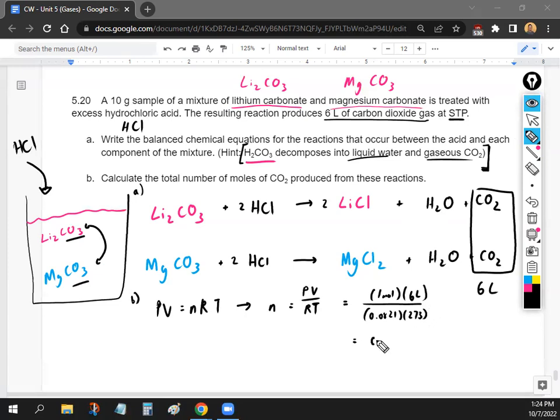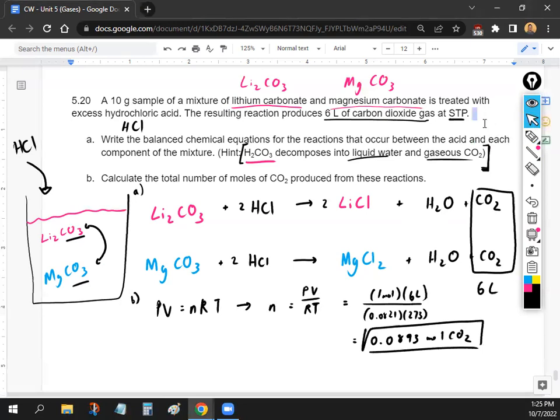So for your final answer, you should get 0.0893 moles of CO2. If we had to use stoichiometry to do that, how would we do that? Because it said the mixture is 10 grams. Yeah, the 10 grams is a red herring, you don't need that information. It's not 10 grams of this, 10 grams of that, so you interpreted it correctly. You don't know the percentage of both. It's just there to mess with you.